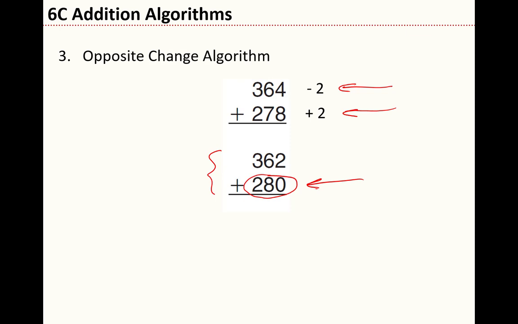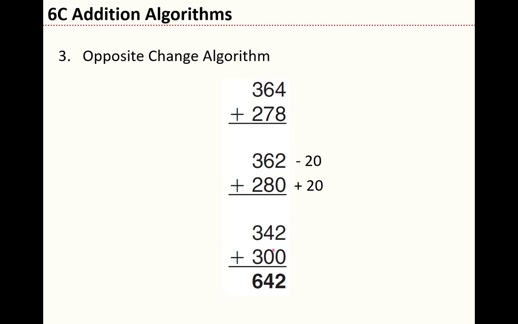And I've simplified that bottom number just a little bit. So now that the bottom number has been simplified, let's continue trying to simplify it a little bit more. If you wanted to simplify 280, maybe you would add 20 to that. And then if I'm going to add 20 to the bottom, I should subtract 20 from the top number. So we have a new problem. The bottom is simplified now, just 300, and the addition problem is straightforward, 642. The opposite change algorithm is a neat idea. I simplify the problem, simplify the problem, simplify the problem, until eventually the problem is so easy the answer just pops out.